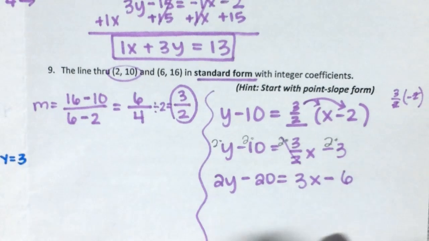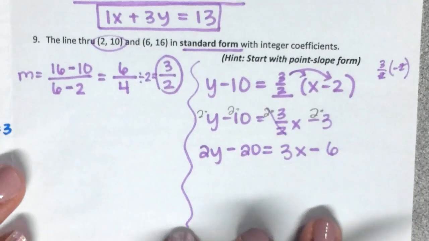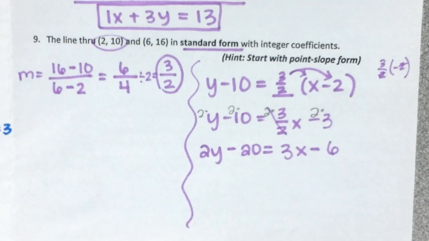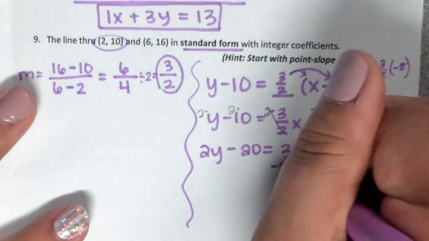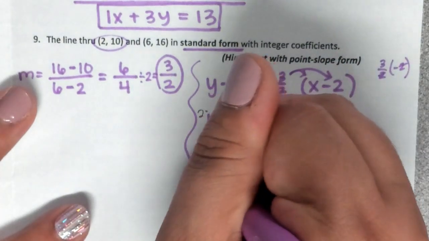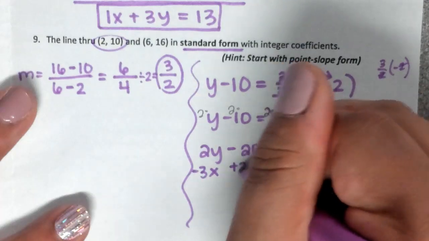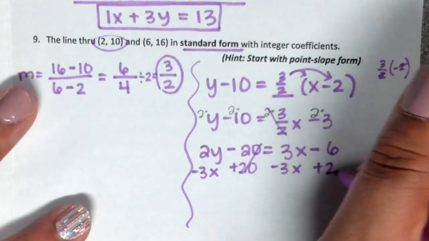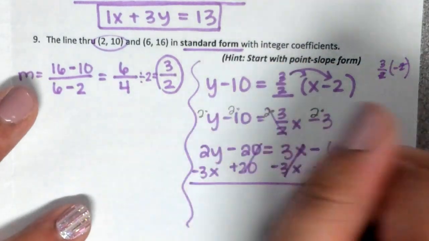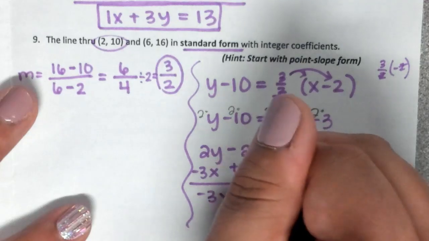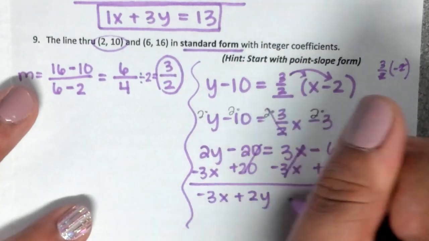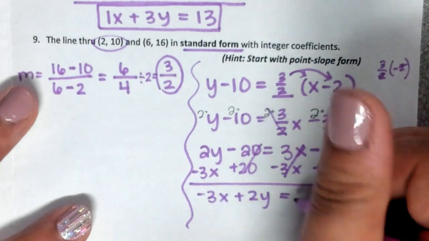Michaela, you with me over there? Last but not least, now what? Solve it. We're going to talk about that. So I'm going to move over 3x, and I'm going to move over 20. What does that give me? 14?